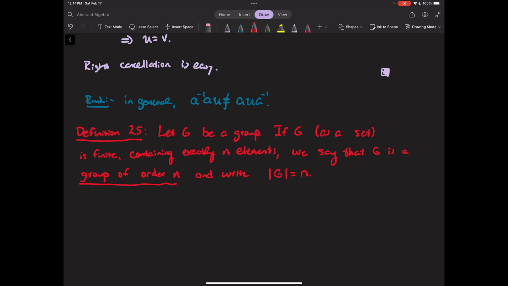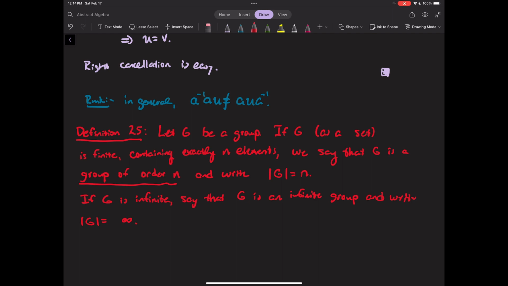If G is infinite, though, we say that G is an infinite group, or a group of infinite order, and write this. I don't know why I always include the plus in front of that. I picked it up from an old French mathematician, I know.